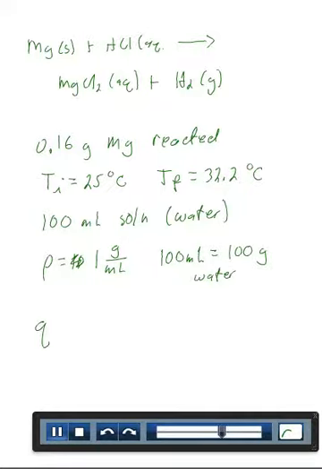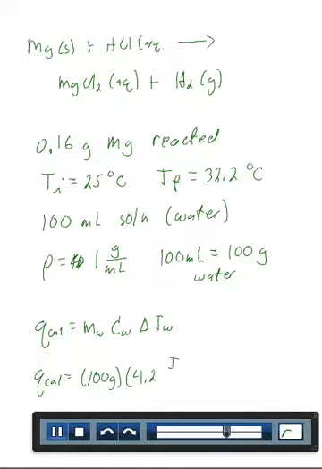So the heat for the calorimeter is equal to the mass of the water, specific heat of water, and the temperature change of water, which is 100 grams, 4.2 joules per gram degrees centigrade, and the temperature change looks like 7.2 degrees centigrade. So Q is equal to 3.0 kilojoules. This is the heat absorbed by the water.